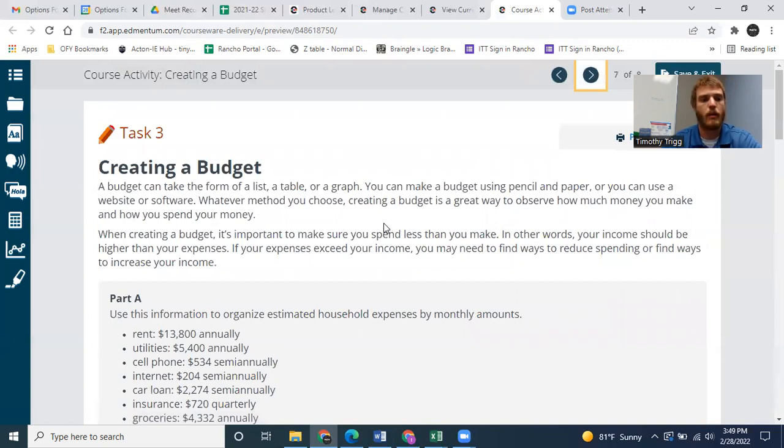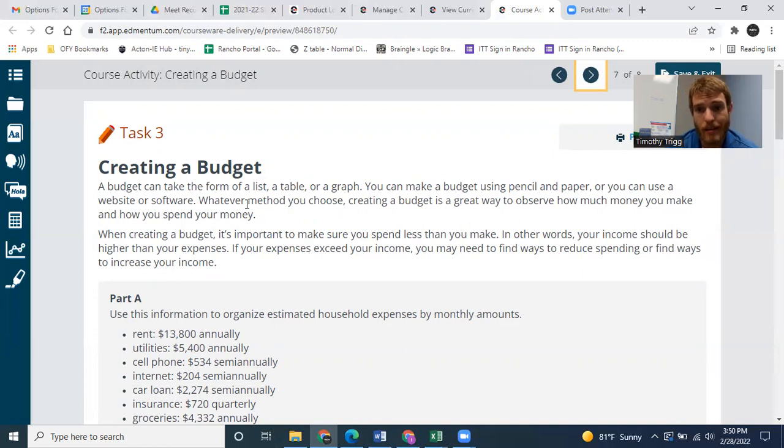Isn't that great? Okay. A budget can take the form of a list, a table, or a graph. You can make a budget using pencil and paper, or you can use a website or software. Whatever method you choose, creating a budget is a great way to observe how much money you make and how you spend your money. When creating a budget, it's important to make sure you spend less than you make. That's the key. In other words, your income should be higher than your expenses.